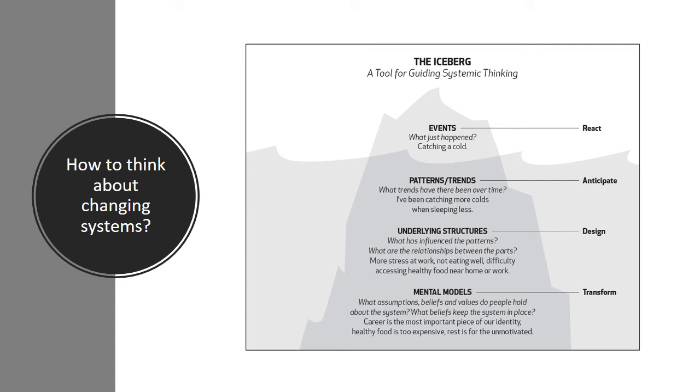That's the design part. That's when you start to draw relationships between different parts and patterns. And then finally, you try to transform. Knowing patterns, knowing underlying structures, you can finally form a mental model. What assumptions and values do people hold about the system? What beliefs keep the system in place? So you could be stressed out all the time at work because you believe that career is the most important piece of your identity.